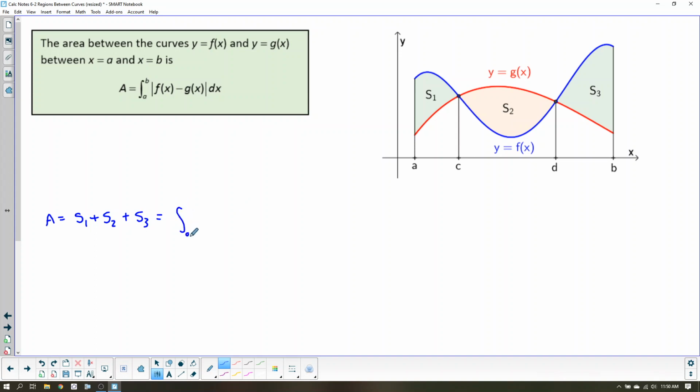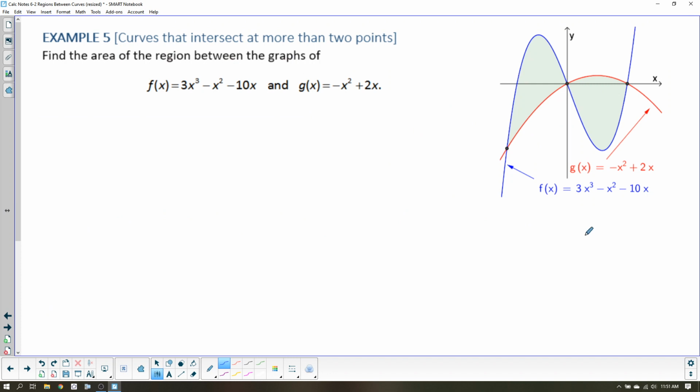The first one would be the integral from a to c of f of x minus g of x dx. Then the next one, they flipped. So it's the integral from c to d over this interval, but now it's g of x minus f of x. Right, g of x is now the upper function. And then the final one would be the integral from d to b of f of x, which is back on top now. So if you're doing it by hand, this is typically what's going to be required. Breaking it down into separate integrals, evaluating each one, and adding it together.